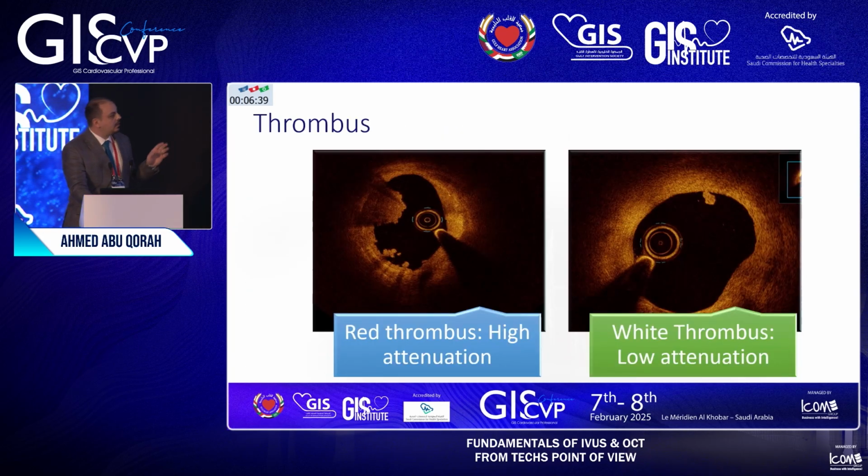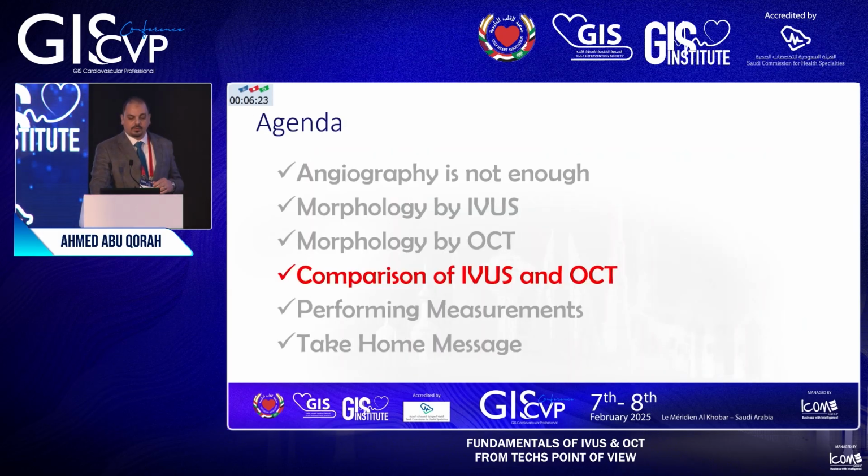A thrombus, either red or white thrombus. Red thrombus usually has high attenuation, it looks dark with a big shadow behind, while the white thrombus has low attenuation, bright, and with slight shadow or no shadow.